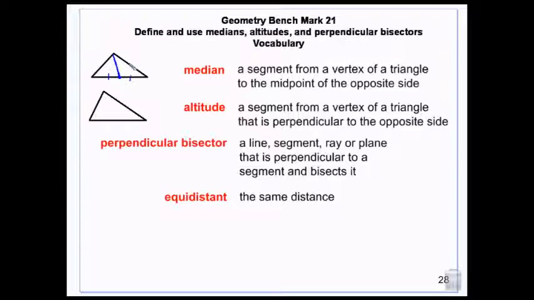If we came to the midpoint of this side, there would be a median coming from this vertex. That's not a straight line. And then also one from the other vertex. So every triangle has 3.